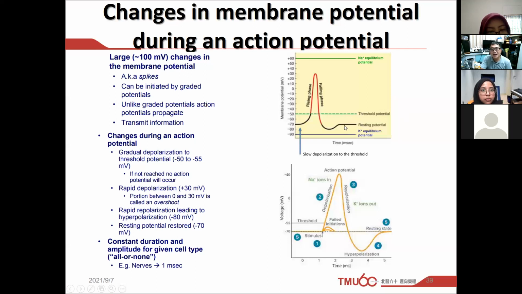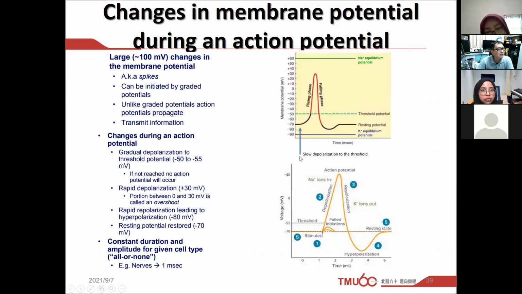It means if the signal cannot reach -50, this threshold potential, you are not going to activate the sodium channel. You are not going to activate the potassium ion channel later on. It's not good enough, not strong enough. So this is the threshold potential.